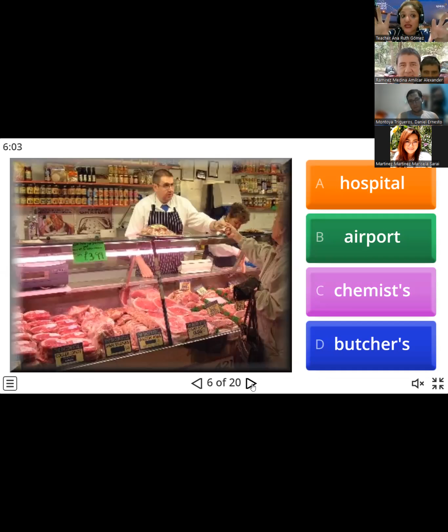It is a butcher's. But this is British English. In American English, I am showing you, everybody, the two ways. So this is butchery. In American English, it's butchery. In British English, it's butchers. All right? So what we are doing, everybody, is we are learning two different ways. Two different forms.